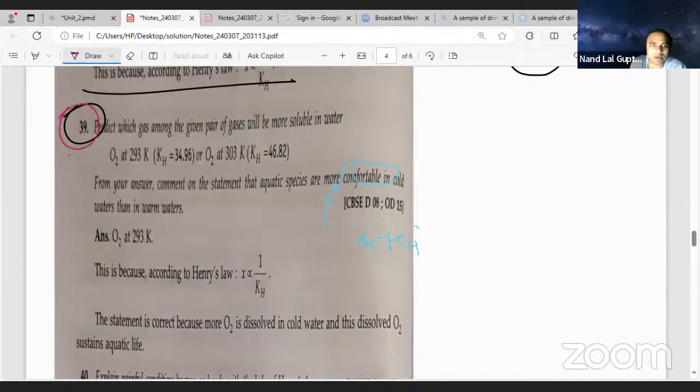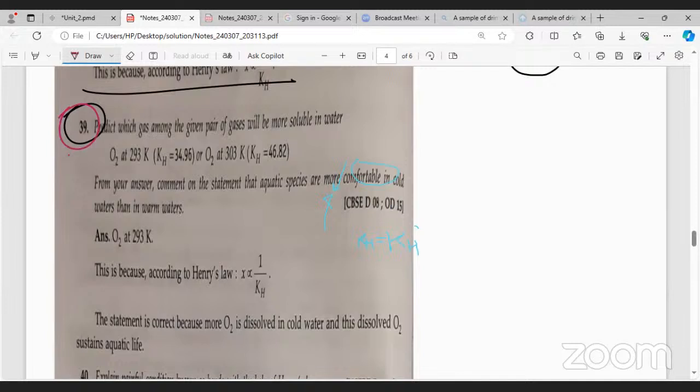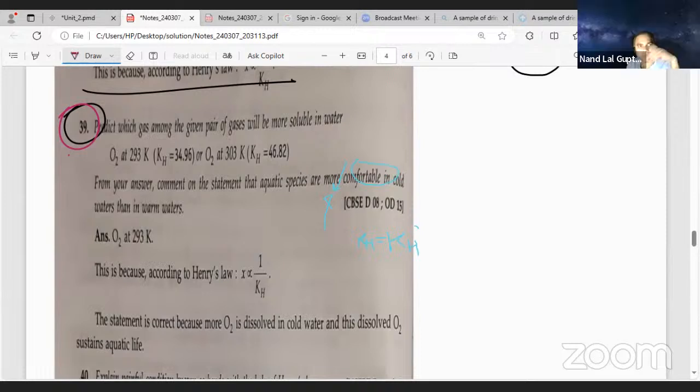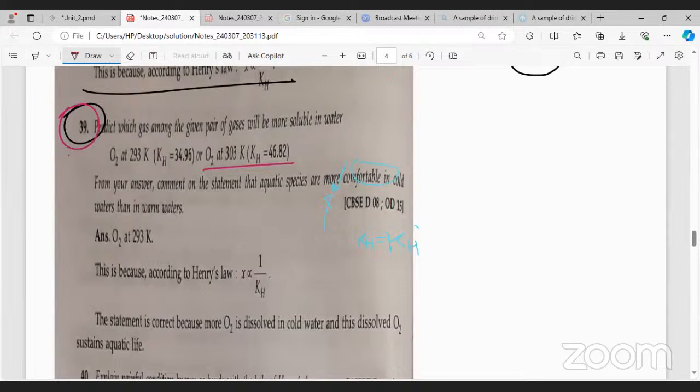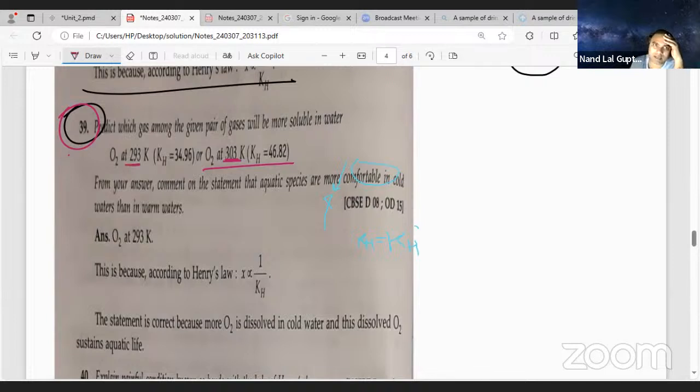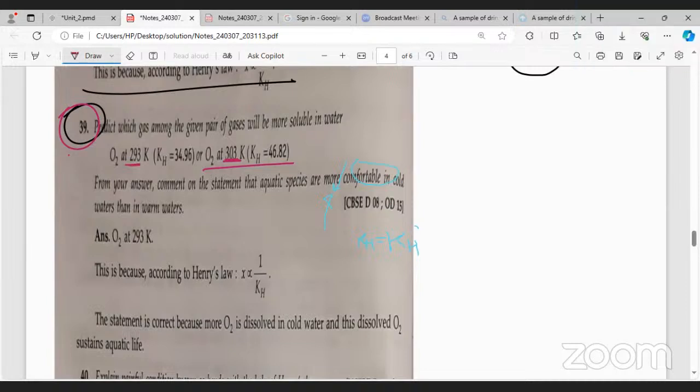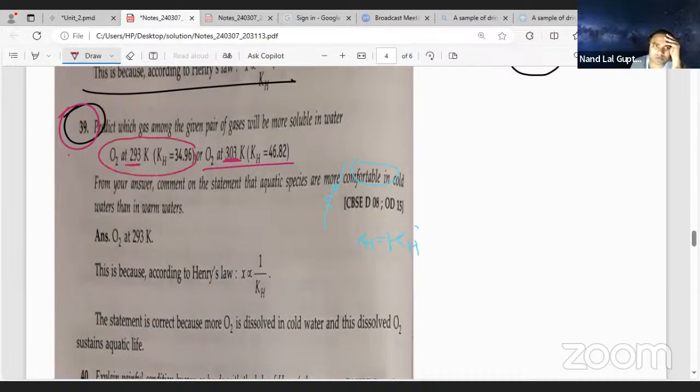Here, question number 39. Read the question. Predict which gas among the given pair of gases will not be soluble in water. O2 at 293 or O2 at 303. Here the temperatures are 293 Kelvin and 303 Kelvin. Which is more soluble? 293 will be more soluble.